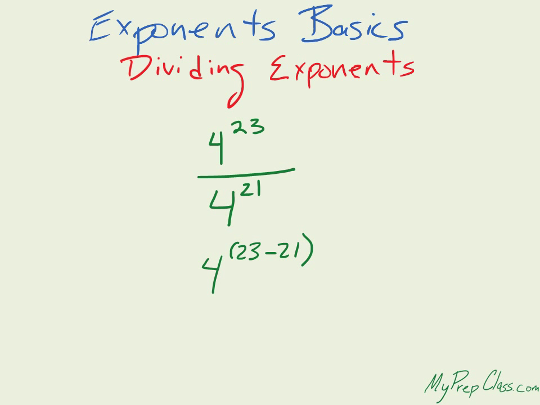So 4 to the 23rd divided by 4 to the 21st is 4 to the 23 minus 21, which is simply 4 squared. 23 minus 21 leaves 2, so that's 4 to the second power, which is 16. So to divide exponents, you simply subtract them. And just a note, that is as long as you have the same base. So that means the base is 4 in this case. And since it's 4 to the 23rd and 4 to the 21st, we have the same base, so we can simply subtract the exponents.